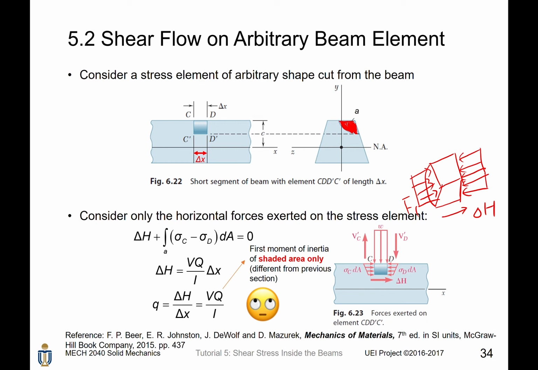So the derivation is rather similar to what we introduced before. So still left to you as an exercise. It is very similar. If we try to divide both sides by delta X, then the left hand side will become the shear flow, and the right hand side is VQ divided by I.